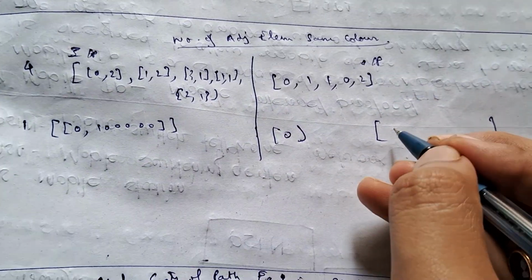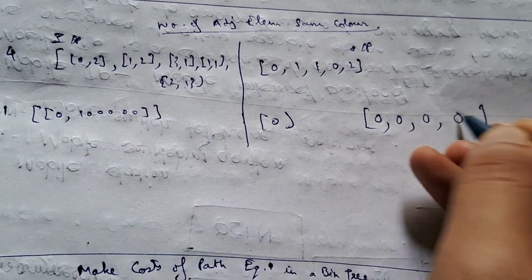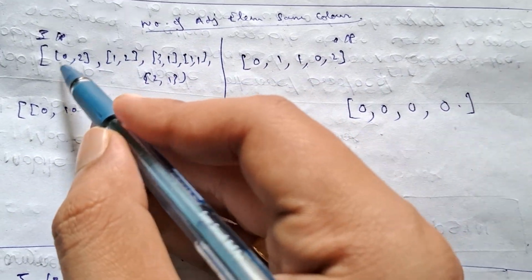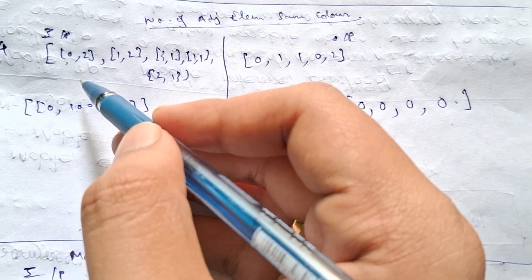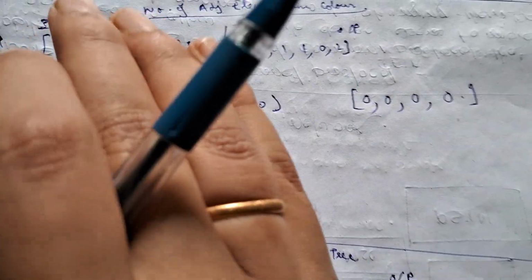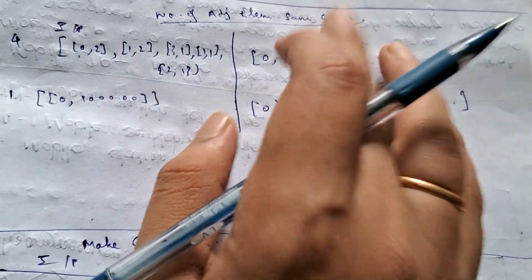So the problem statement is very simple. You have been given an array of n elements which are initially not colored, which means 0, and you have to color each index with a given number, and you have to find the number of adjacent elements having the same color. Just as simple as the question states.